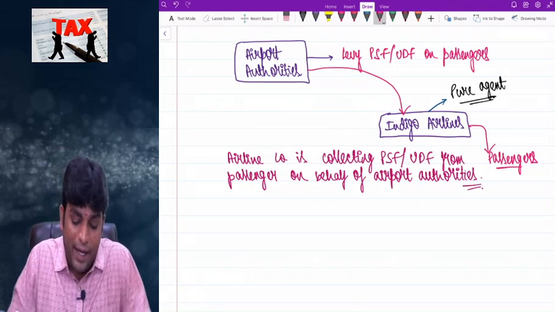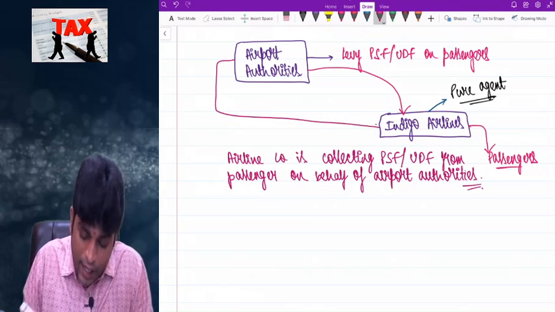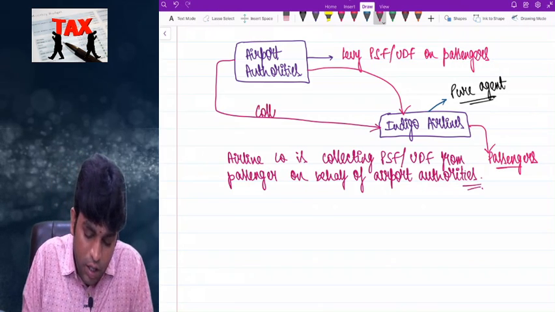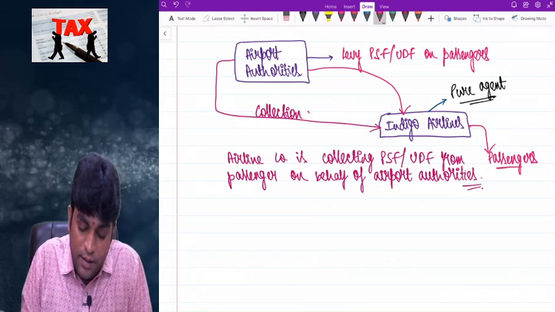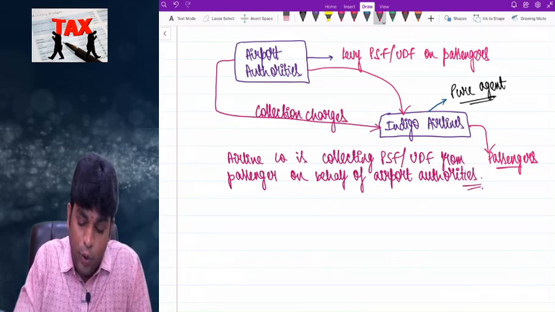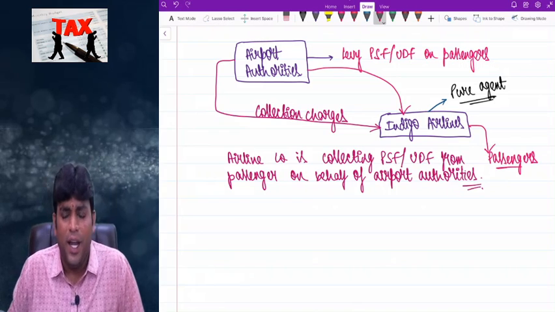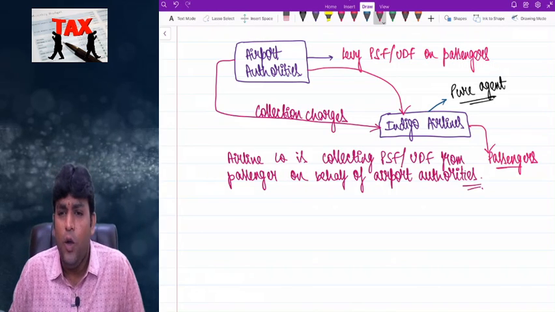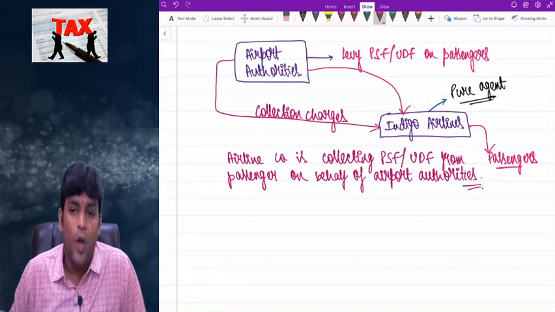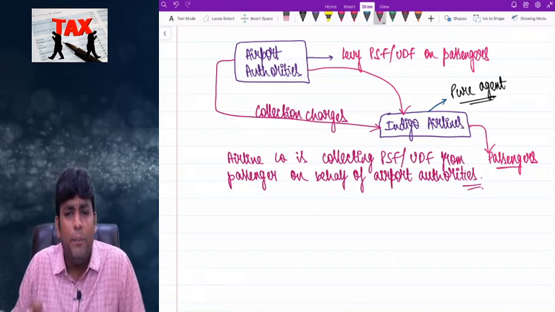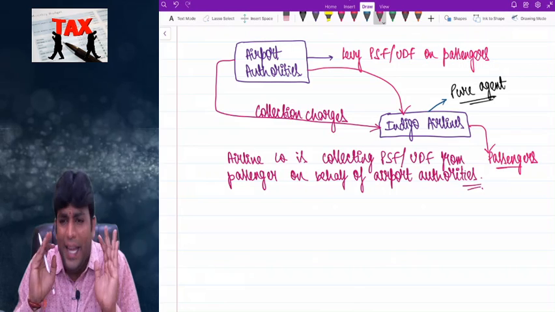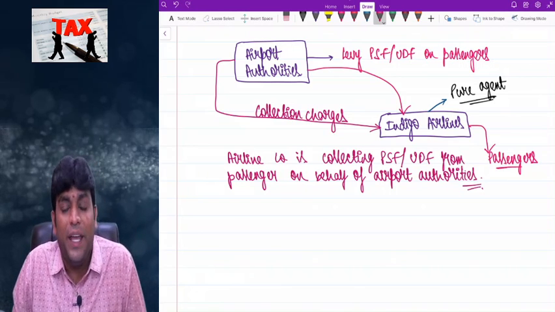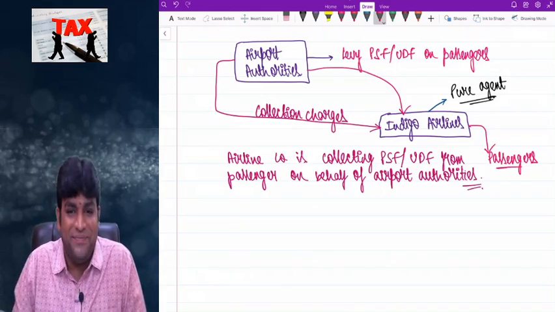And for doing that, airport authorities pay collection charges to Indigo Airlines. Now here are two important concepts I want to tell. Number 1, on the collection charges, Indigo Airlines is liable to pay GST. Number 2, on the PSF or UDF, airport authorities are also liable to pay GST. That's it. Simple concept, but more of a clarificatory in nature.